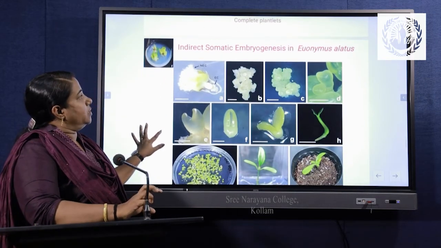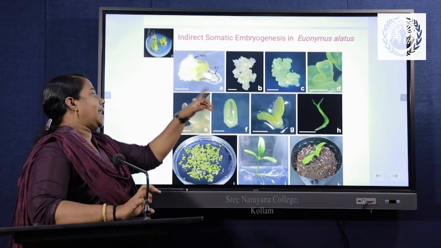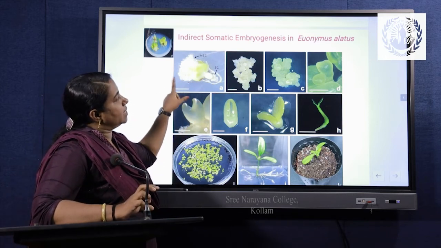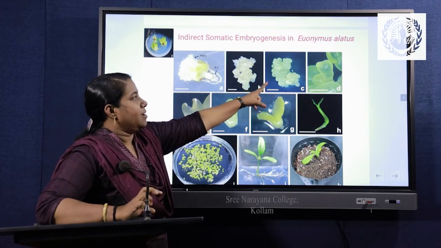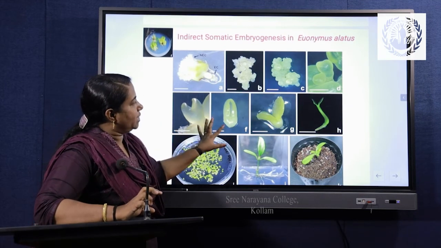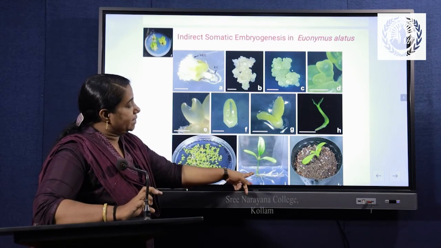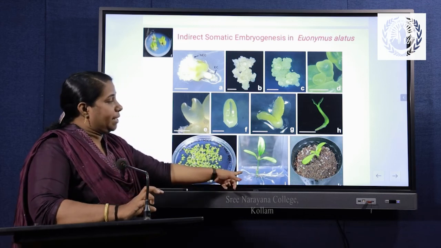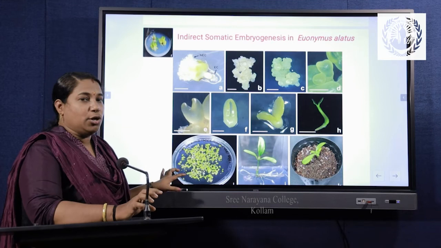This is the indirect somatic embryogenesis of Euonymus elatus. Here the explants were inoculated in the medium and the explants form callus, and from the callus the embryos develop, forming the globular stage, the heart-shaped stage, the torpedo stage, and the complete stage with bipolar structures. And here it is inoculated in hormone-free nutrient medium, and from that it is hardened, and after that it is established in the field.